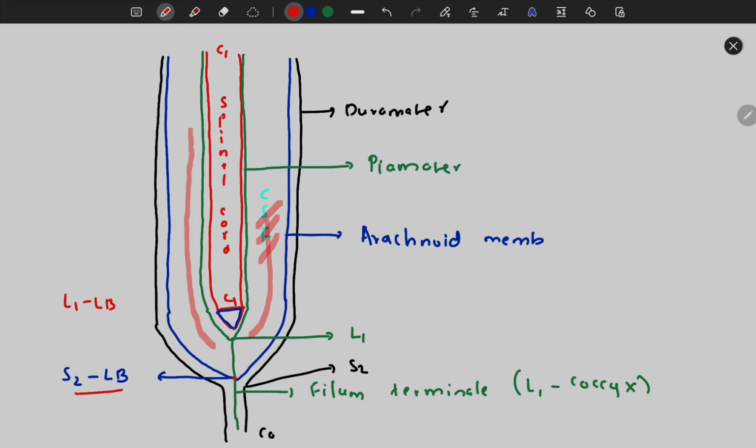So the importance is that in lumbar puncture, it is done at the level of L3, L4 to collect the CSF by inserting a needle at this region, so that we will get the CSF without damaging the spinal cord.